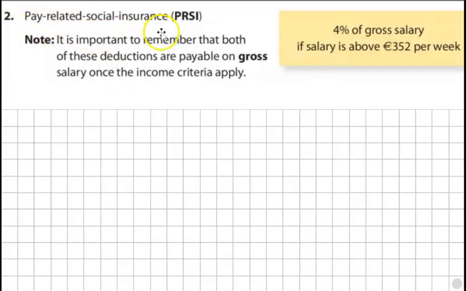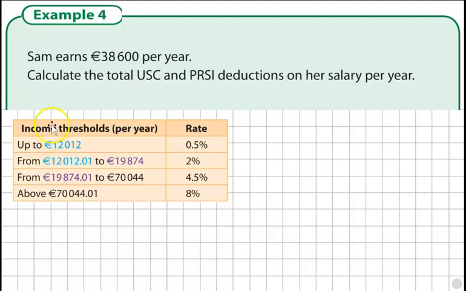2. Pay Related Social Insurance, PRSI. Note, it is important to remember that both of these deductions are payable on gross salary once the income criteria apply. 4% of gross salary if the salary is above €352 per week. Example 4. Sam earns €38,600 per year. Calculate the total USC and PRSI deductions on her salary per year.